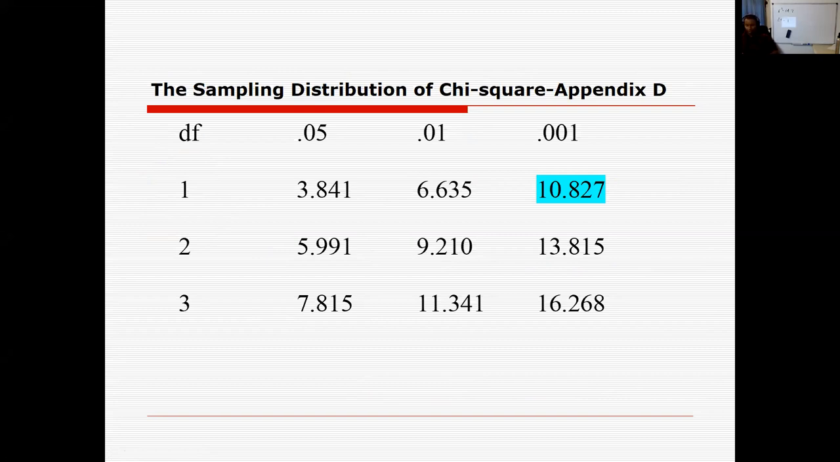So what you're going to look at first is the left column. You're going to see the degrees of freedom, and you find the degrees of freedom closest to the number that you have. If you have 1 degree of freedom, you look in the first row. Then at the top you see the alpha levels. Like I said, we're going to be using 0.05, 0.01, and 0.001. Let's take a look at the 0.05 alpha level. For 1 degree of freedom and a 0.05 alpha level, what number do we see there?